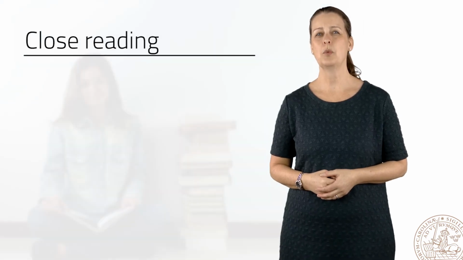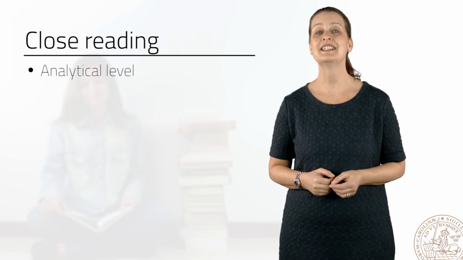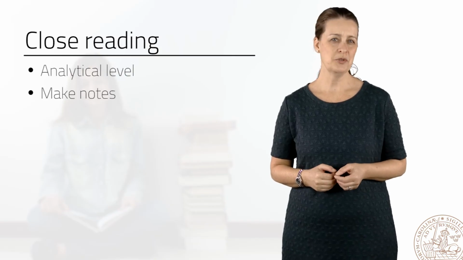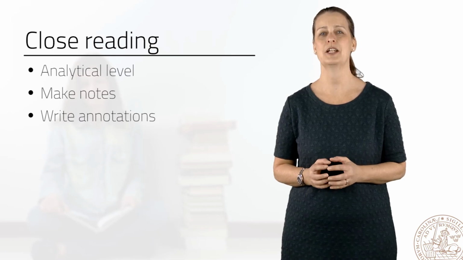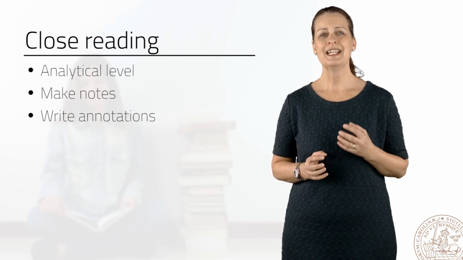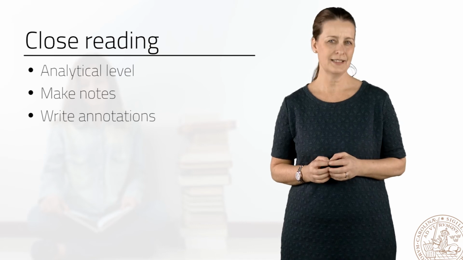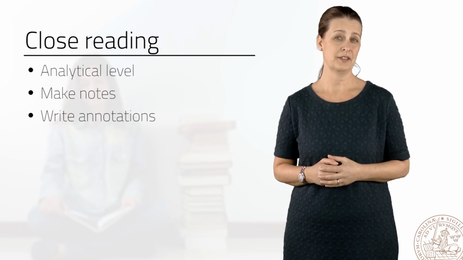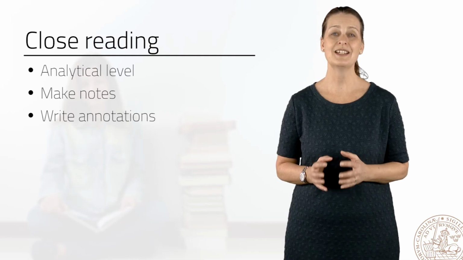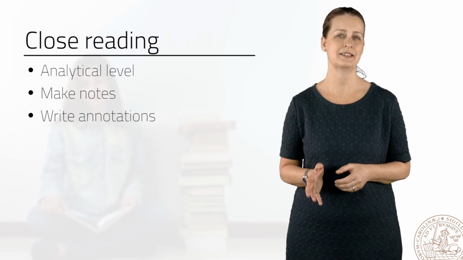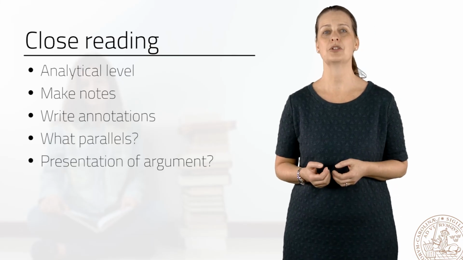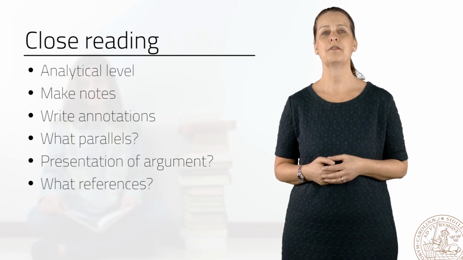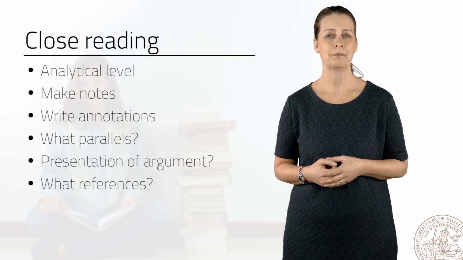This more in-depth type of reading is a type of close reading where you engage with the text on an analytical level. Close readers make notes or underline, they write annotations or comments to themselves about the text they read. In short, they interact with the text in order to understand it. Engaging closely with the text in this way essentially means investigating various levels of that text. What parallels are there? How has the author chosen to present his or her argument? What references have been used, and in what way?